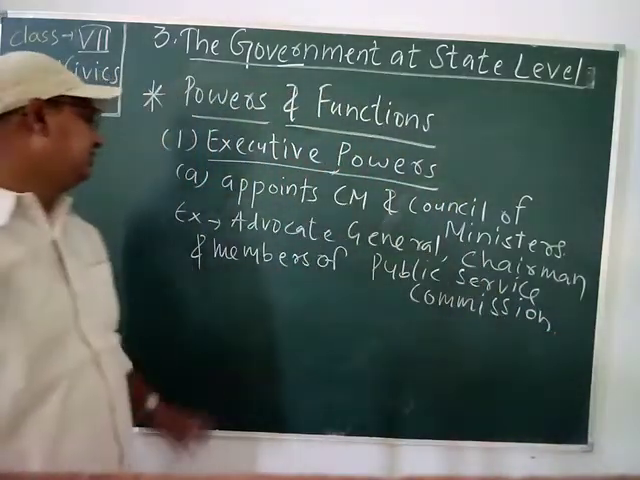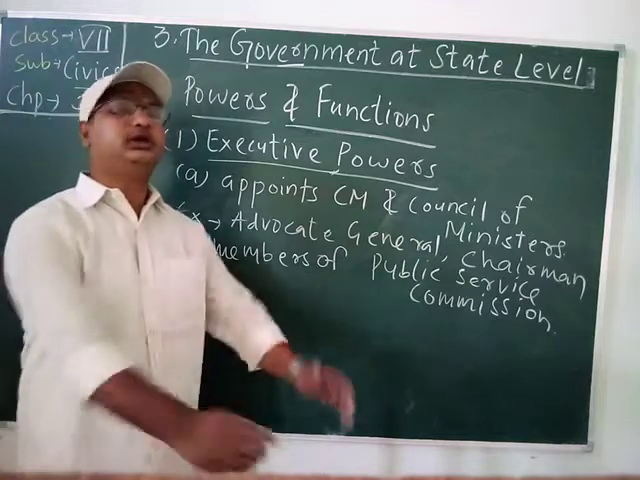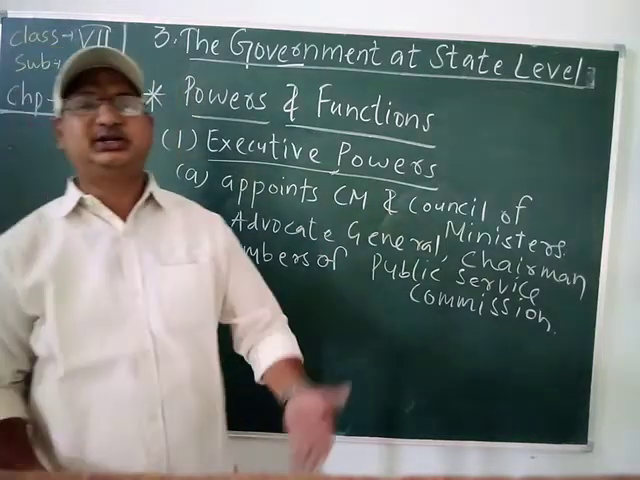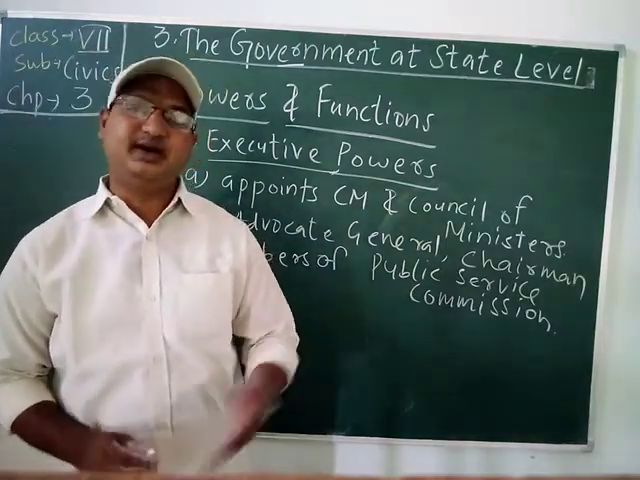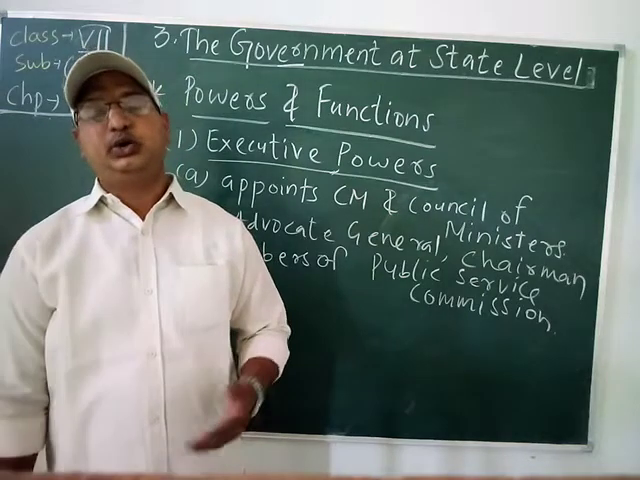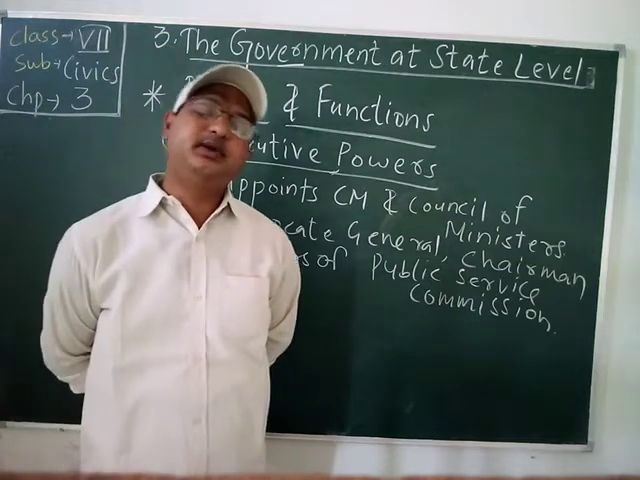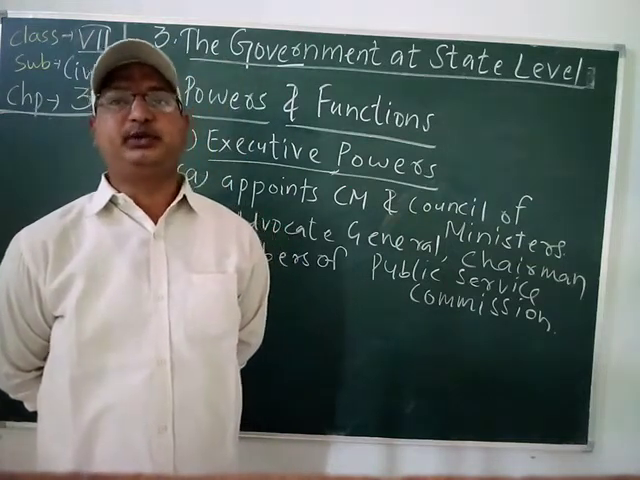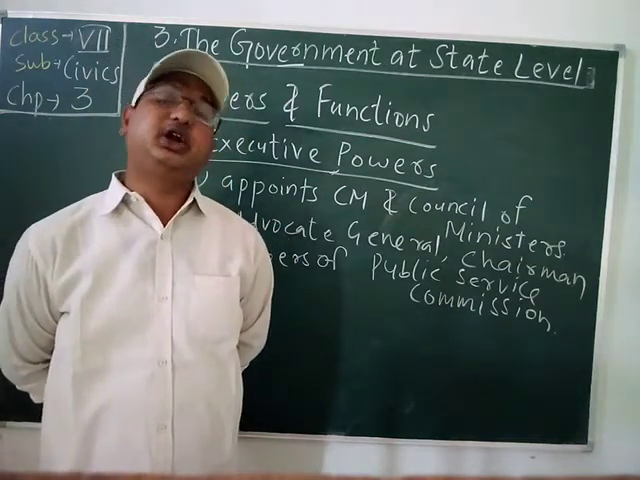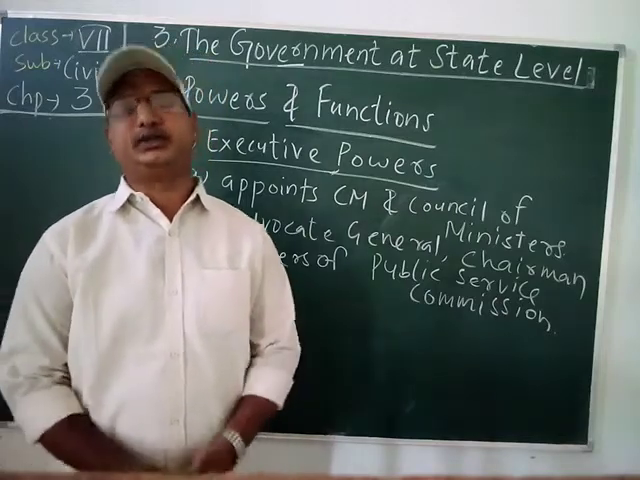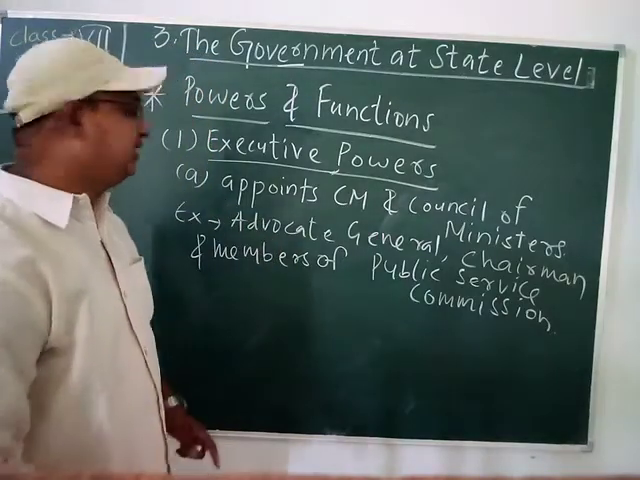Students, Advocate General and Chairman and members of Public Service Commission. It is a body which conducts different types of recruitments and exams to recruit different types of officers. Then students, he can dismiss them from their posts. He has the power if he feels that they are not fulfilling the responsibility. Students, the next one is the legislative powers.